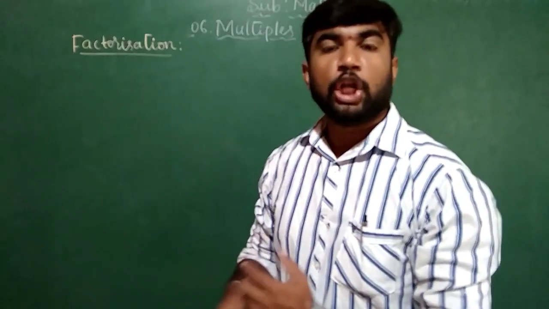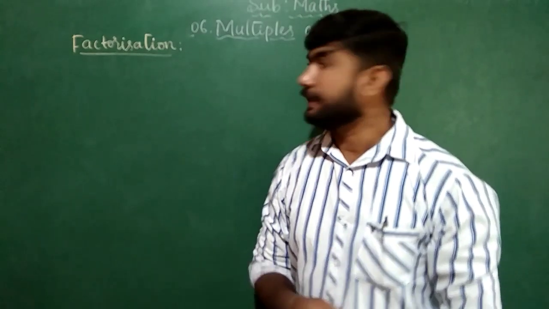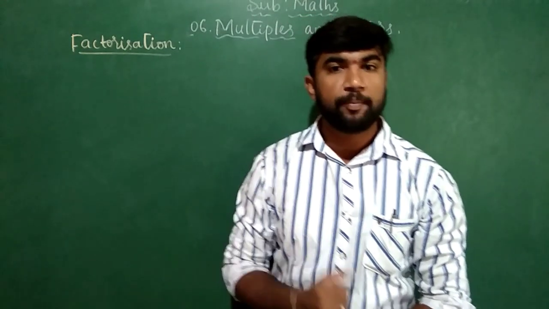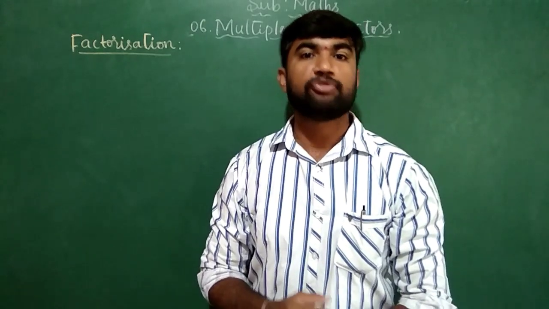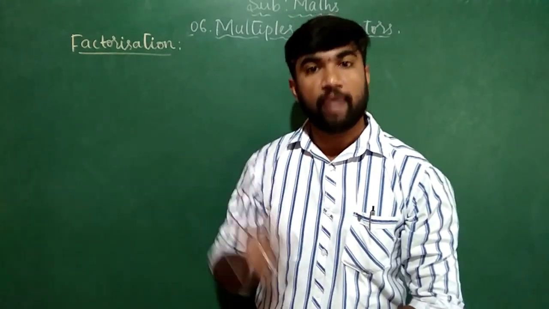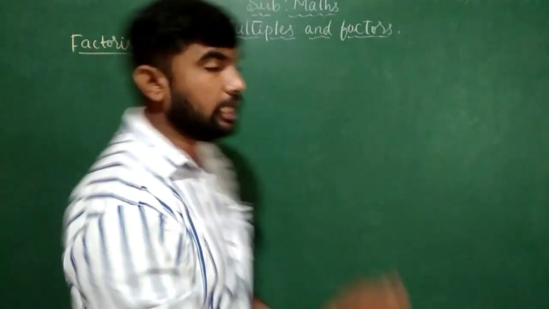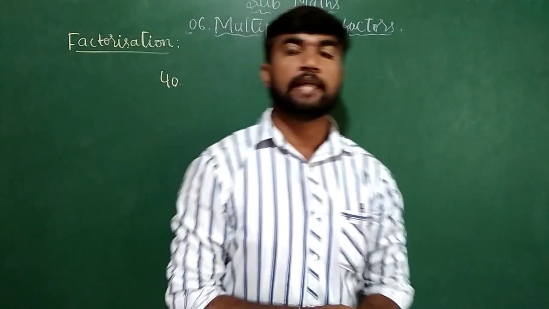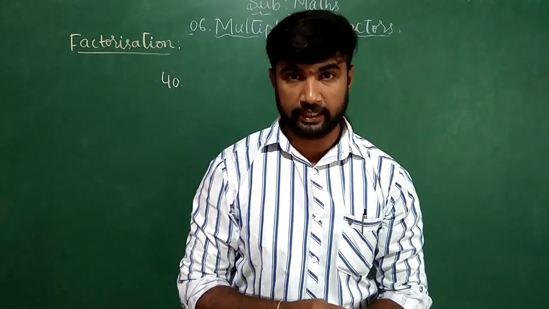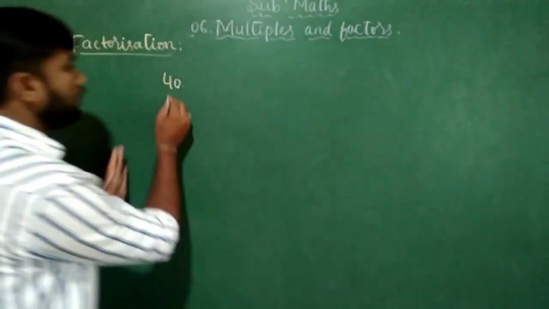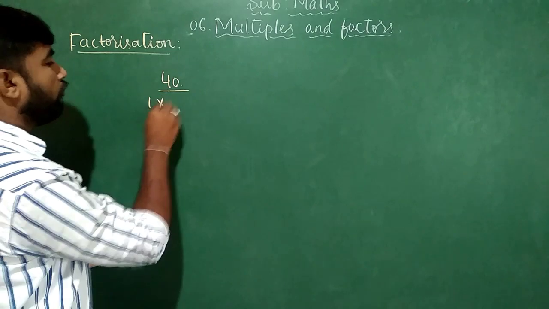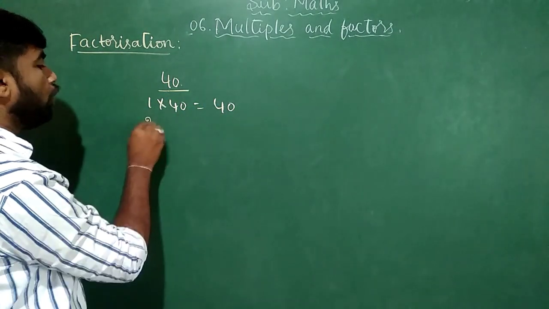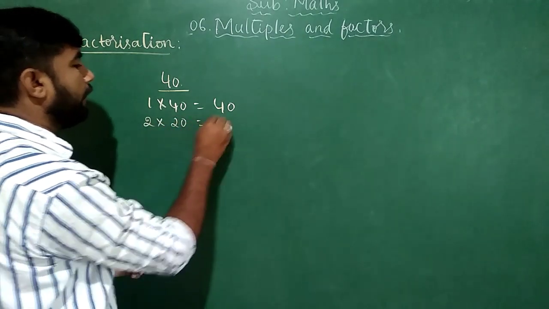The last topic in the 6th chapter is factorization. Factorization means finding all the factors of a given number. Example: here I will take 40. In the previous exercise we already learned how to find factors. See, I will show one example, 40. 1 times 40 equals 40. Again, in the second table, 2 twenties are 40.